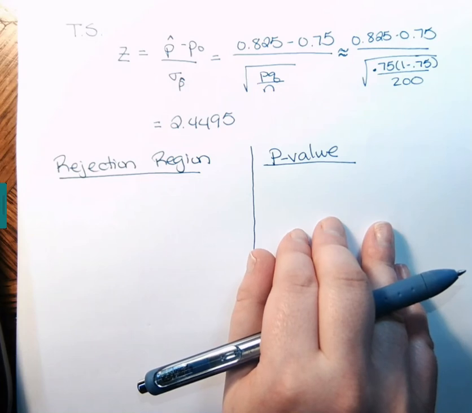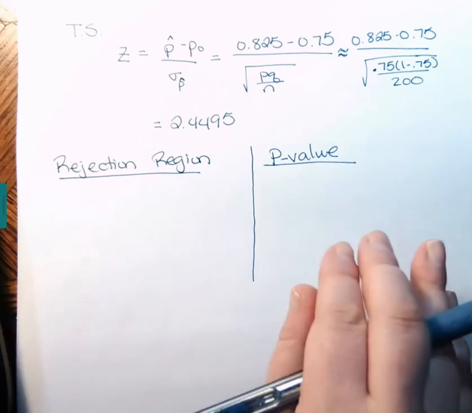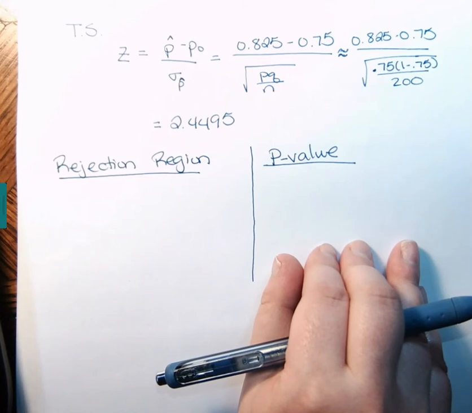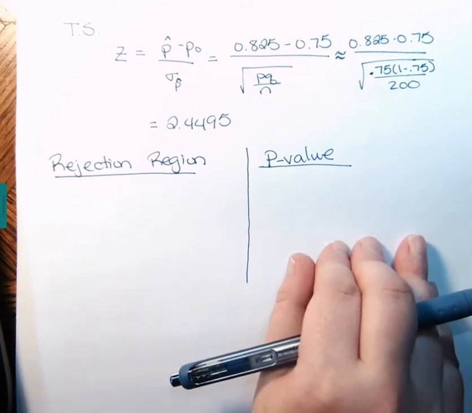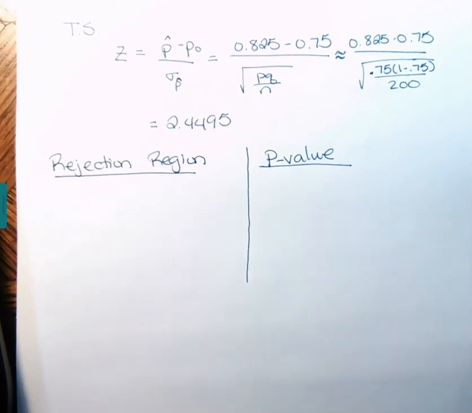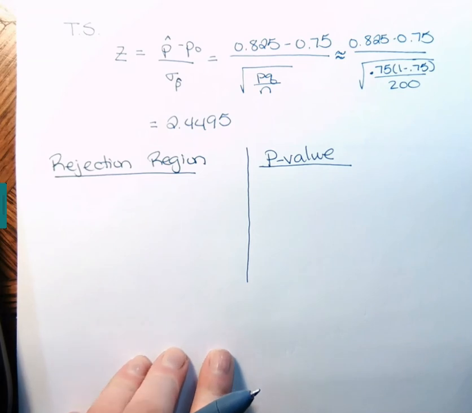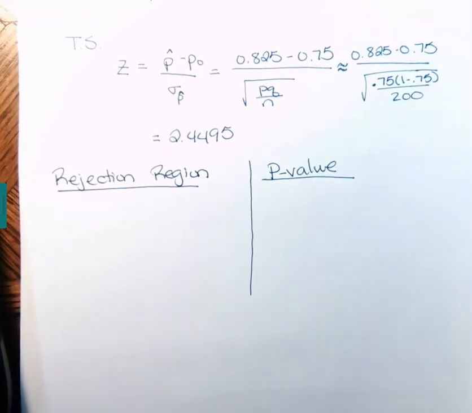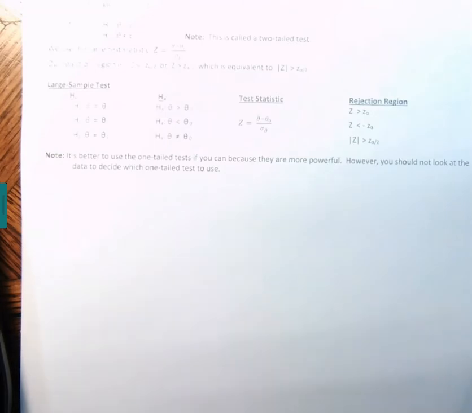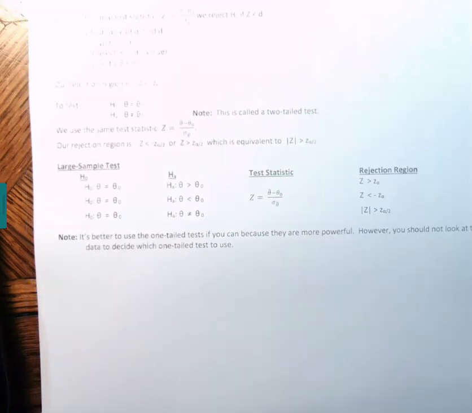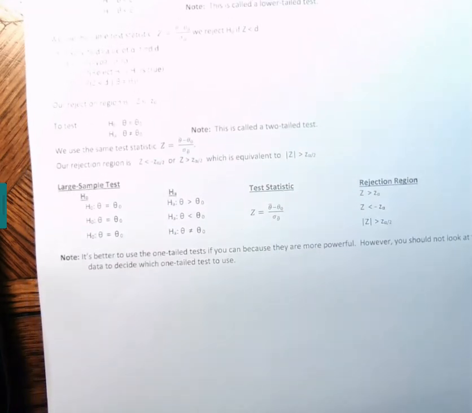And what you should find is whether you use the rejection region or you use the p-value for this example, you're going to reject the null. And then at the end, I'd like you to conclude the hypothesis test. All right. Moving on to page 8.